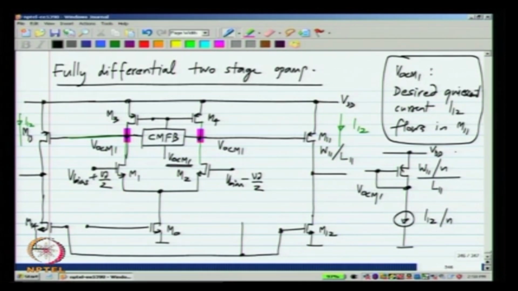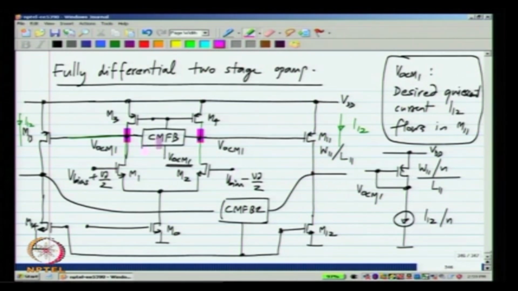The output stage has to be again common mode stabilized. So, the gate voltages of M12 and M14 must be adjusted using another common mode feedback loop. Okay. And what is this now? It calculates the common mode voltage of the output.